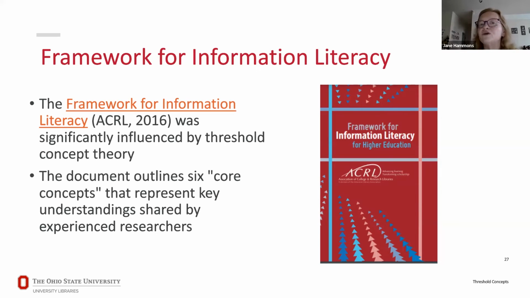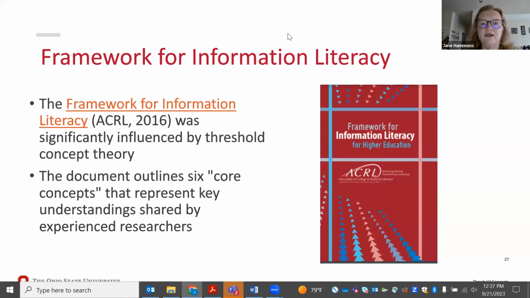What are the core threshold concepts related to research, related to information that students really need to get or to understand to be able to navigate the information environment that we live in, to be able to be effective as scholars and researchers? So I'm going to go through and highlight these 6 core concepts really quickly. I know some of you will be familiar with them, some of you will not. I just want to highlight them really quickly.